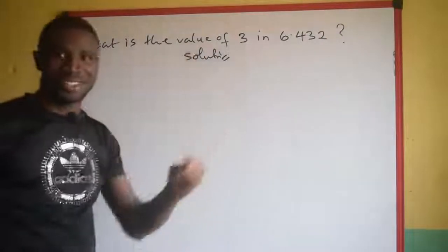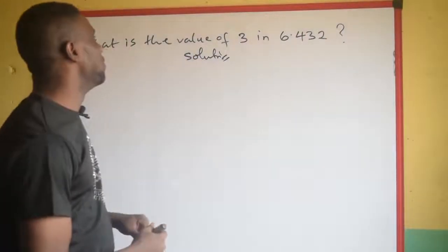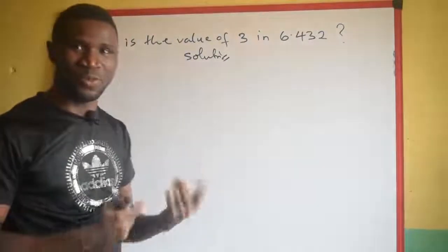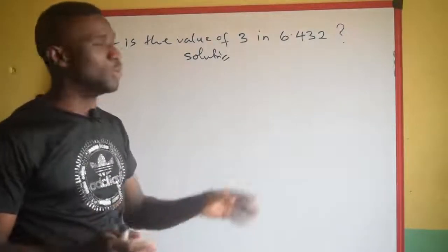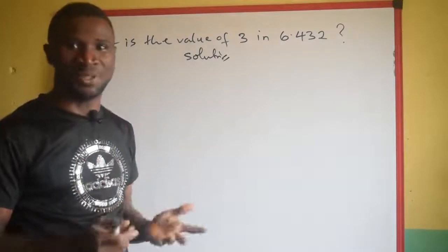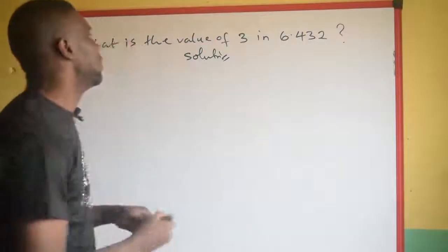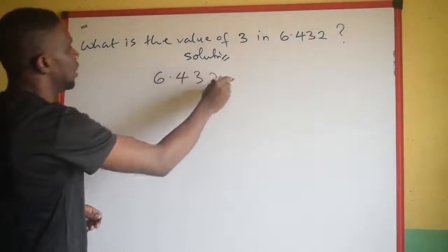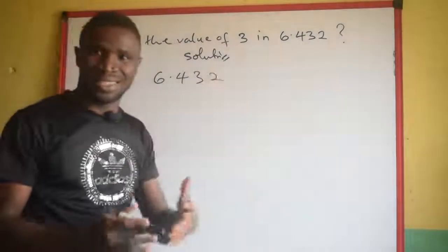So this is another question, and obviously this is where the rubber meets the road. A good number of students make mistakes regarding this type of question, and in fact this is the main thing that pushed me to do this video, because I've seen many students making this mistake anytime you set a question like this. So I bring down the question, which is 6.432. The question says, what is the value of 3 in this number?